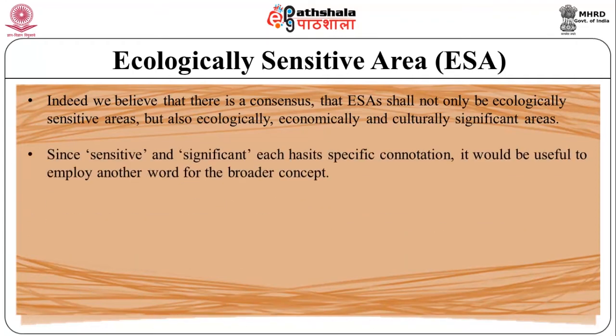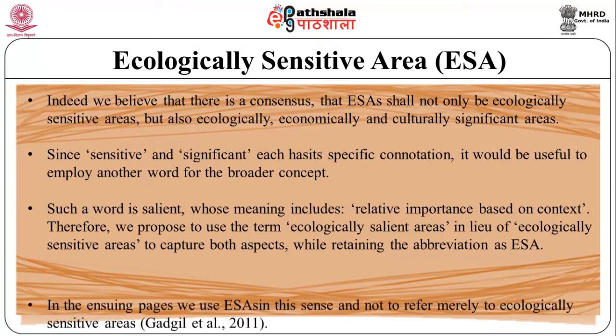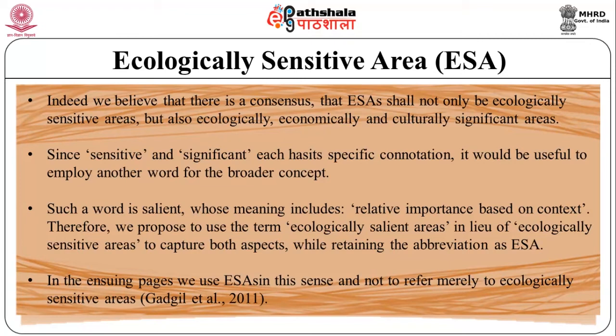Since sensitive and significant each has its specific connotations, it would be useful to employ another word for the broader concept. Such a word is salient, whose meaning includes relative importance based on the context. Therefore, we propose the use of the term ecologically salient areas in lieu of ecologically sensitive areas to capture both aspects while retaining the abbreviation as ECA. Thus, in the ensuing pages, we use ECA in this sense and not to refer merely to ecologically sensitive areas.